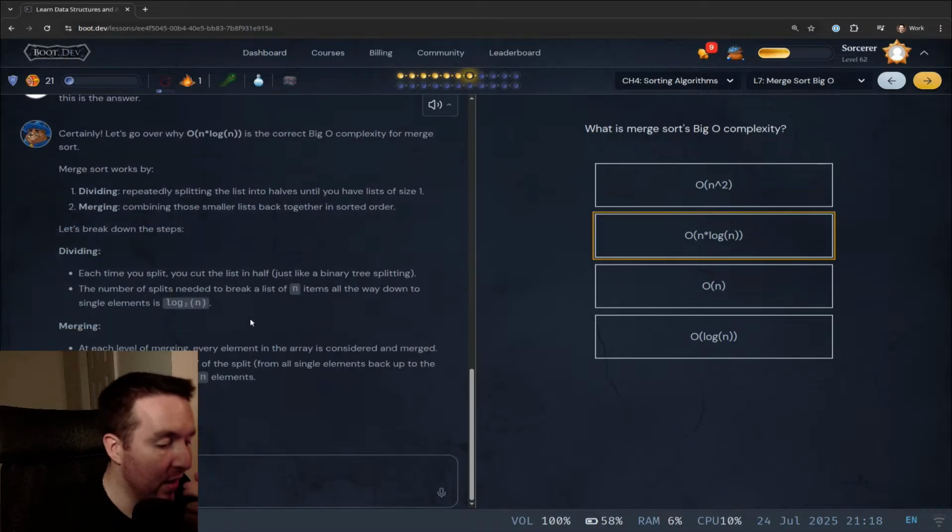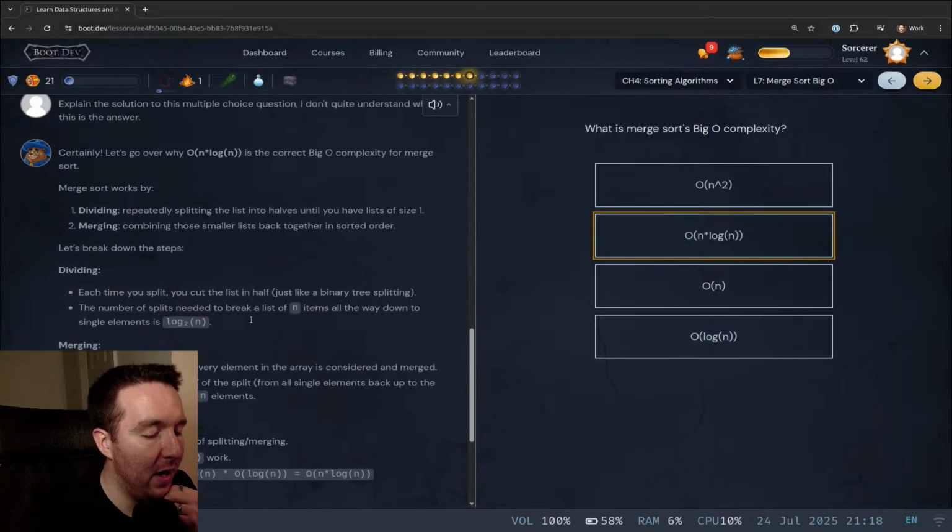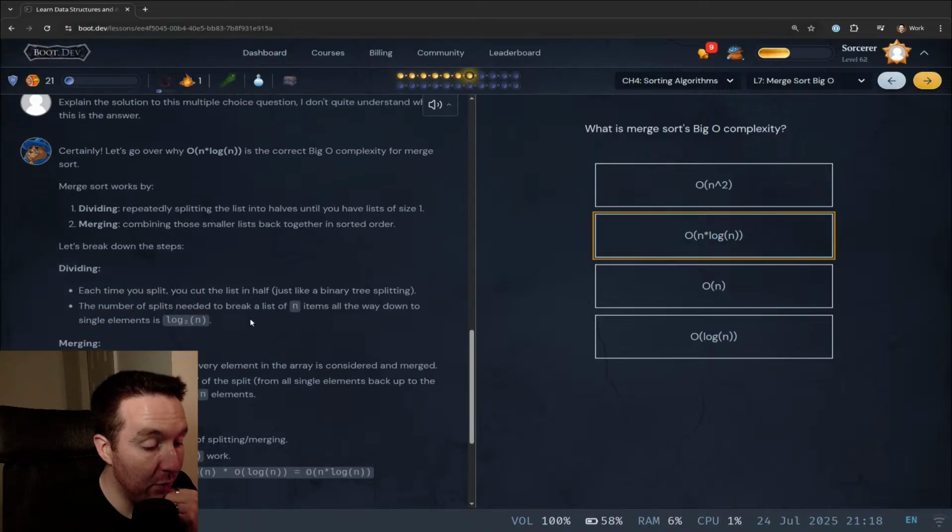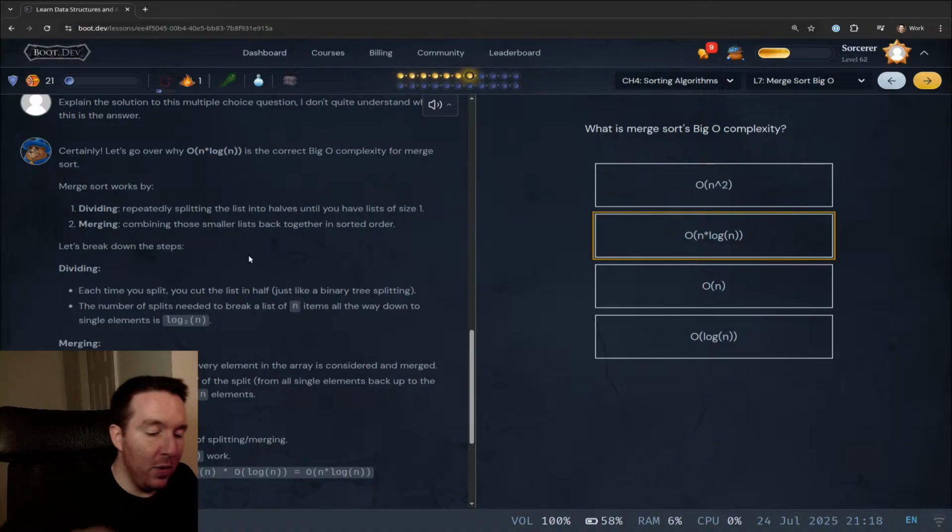Certainly, let's go over why on times log n is the correct big O complexity for merge sort. Merge sort works by dividing, repeatedly splitting the list into 2 halves until you have lists of size 1, merging, combining the small list back together in sorted order. Let's break down the steps.